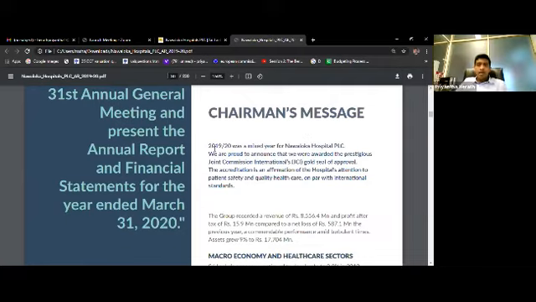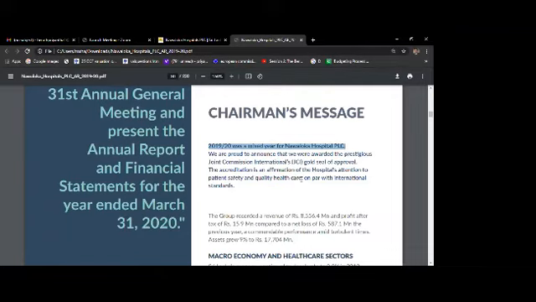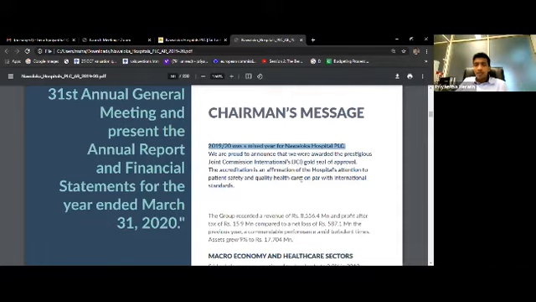And this is the chairman's message, and in all annual reports you can see the chairman's message and the CEO's message. Here they say 2019-20 was a mixed year for Navaloka Hospital PLC. So what is meant by a mixed year? There are positive and negative. Yes, there are positive and negative, and if negatives are more, most of the time we use mixed year, right?